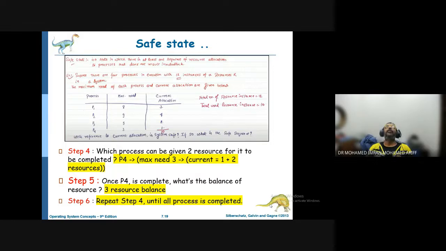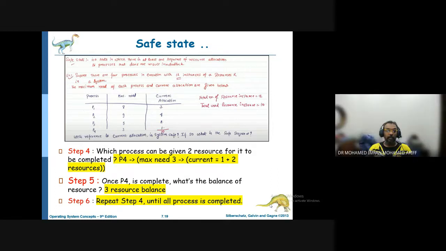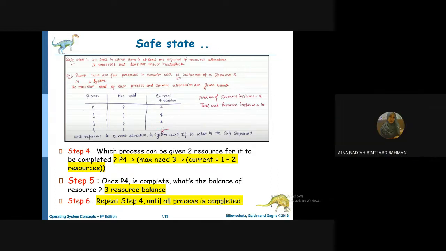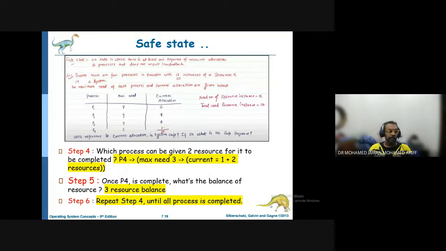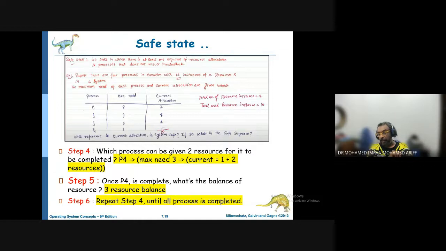Process 1, sir. Process 1. Why do you say process 1? Because the balance just now was 5, then it has a shortage of allocation 3. So the total becomes 8. Very good. What is your name? Aina. Okay, thank you so much Aina. Okay, so when process 1 is finished, what is the resource balance, Aina? After P1 is finished, what is the resource balance?